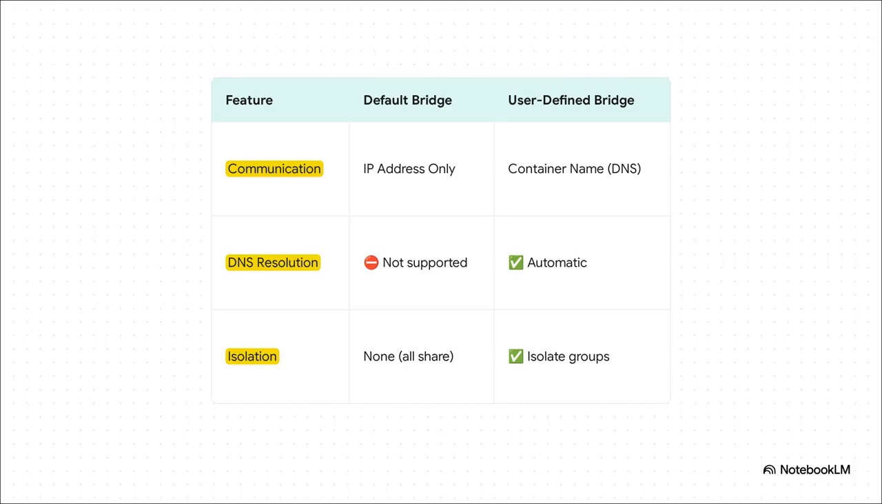But the real magic happens when you create your own user-defined bridge network. When you do that, you get automatic DNS resolution. This means your web app container can find your database container just by using the name database. You don't have to care about its IP address, which could change anyway. And that, my friends, is an absolute game changer.